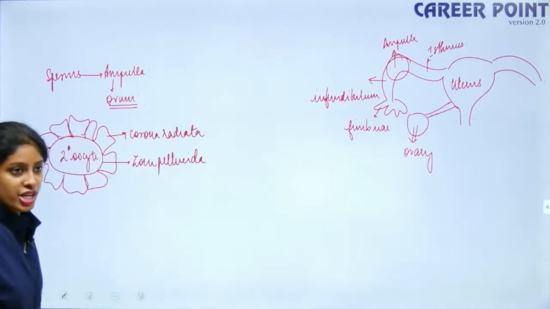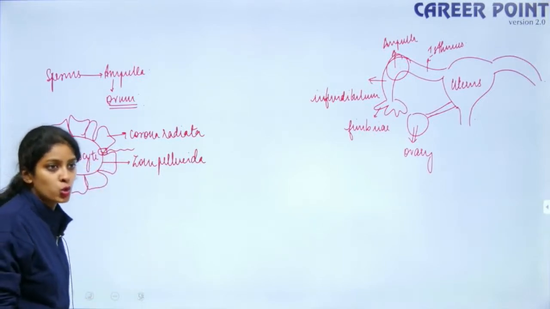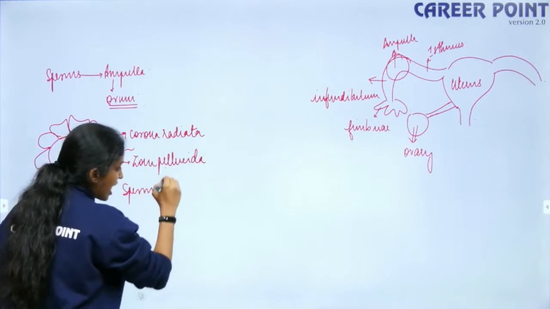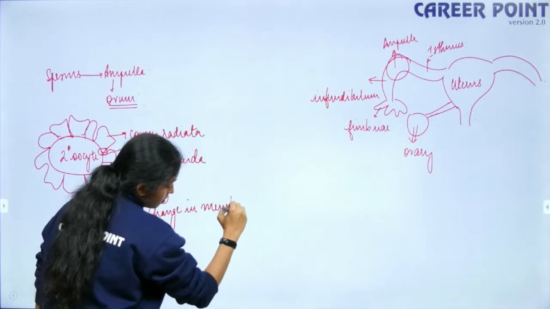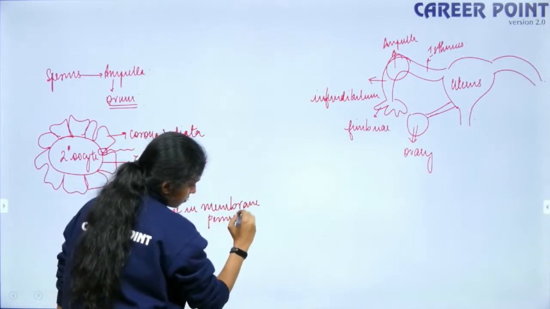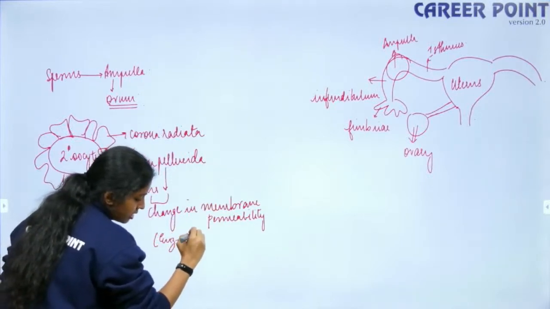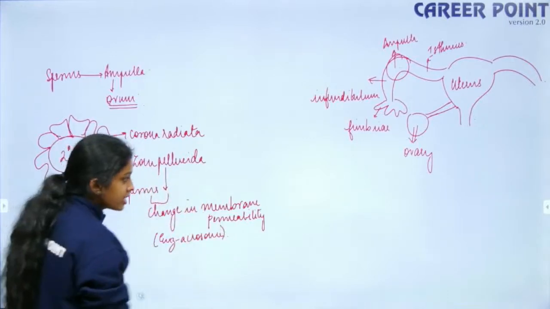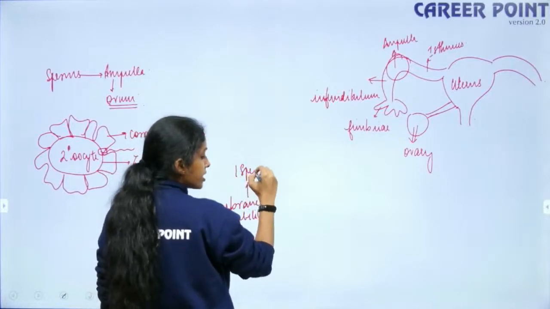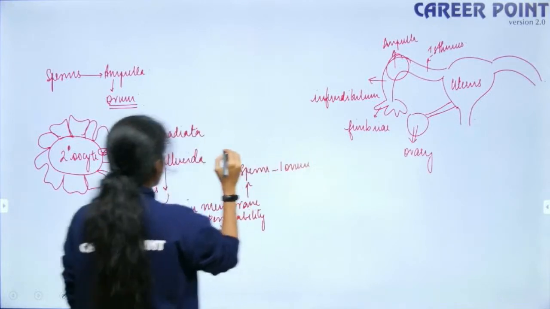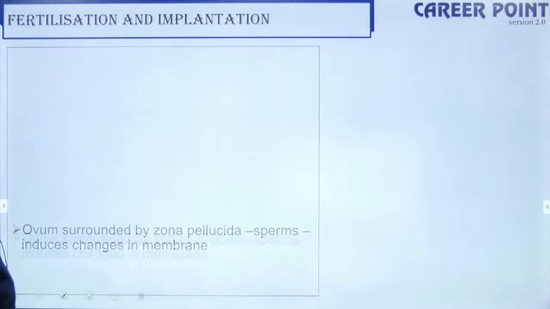Suppose both of them are in the ampullary region. Now a sperm comes here. When the sperm interacts with the zona pellucida, it causes a change in membrane permeability with the help of the enzymes present in its acrosome. This ensures that the zona pellucida does not allow any other sperm to enter, so only one sperm can fertilize one ovum. Now the sperm reaches the cytoplasm of the secondary oocyte. So what happens next?